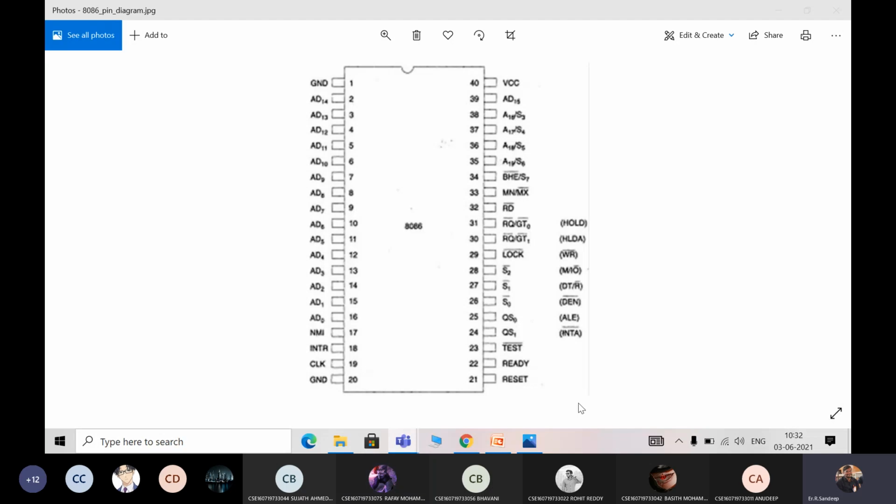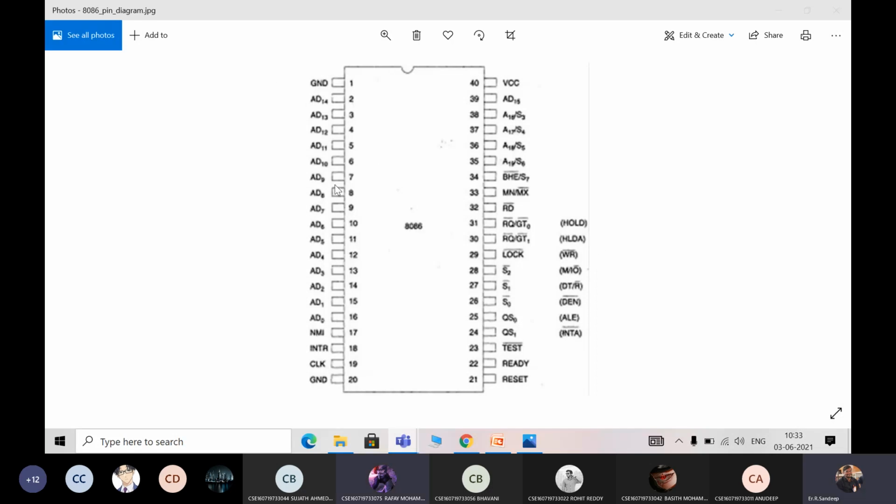This is like the minimum and maximum mode you have. If you are using minimum mode, this one will act, and if you are using maximum mode, this one comes into the picture. You have two sets, from pins 31 to 24. If he is asking for minimum mode, you should go with it as it is. If he is asking for maximum mode, then you should go with this and replace all of these with these pins.